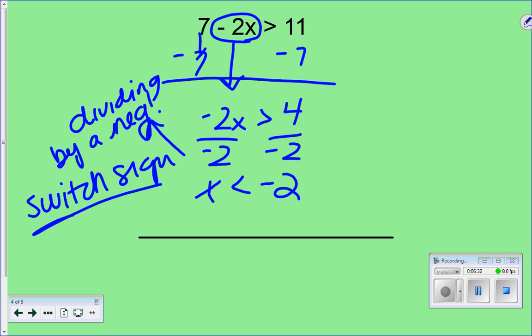Switch the sign. So careful, careful. Nice work. So if x is less than negative 2, what are some things that x could be? Negative 3, good. Negative 4, negative 5, negative 6, everything down below that. Very good. Nice job. Nice work.